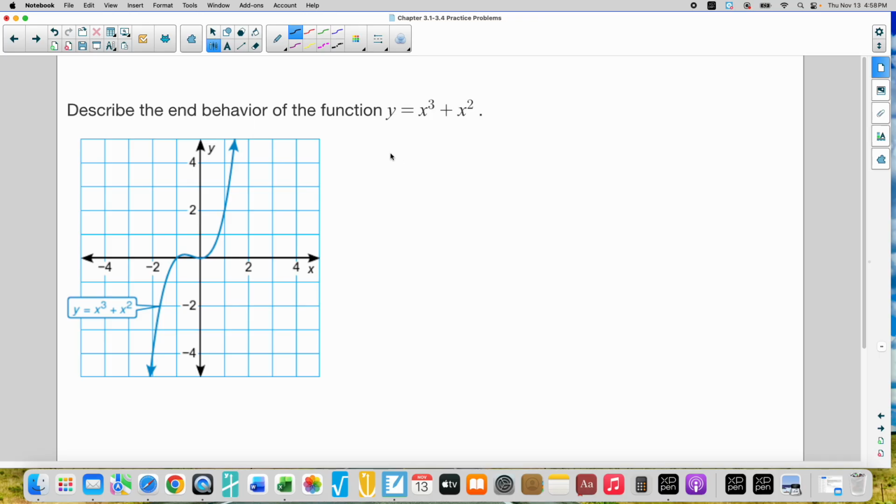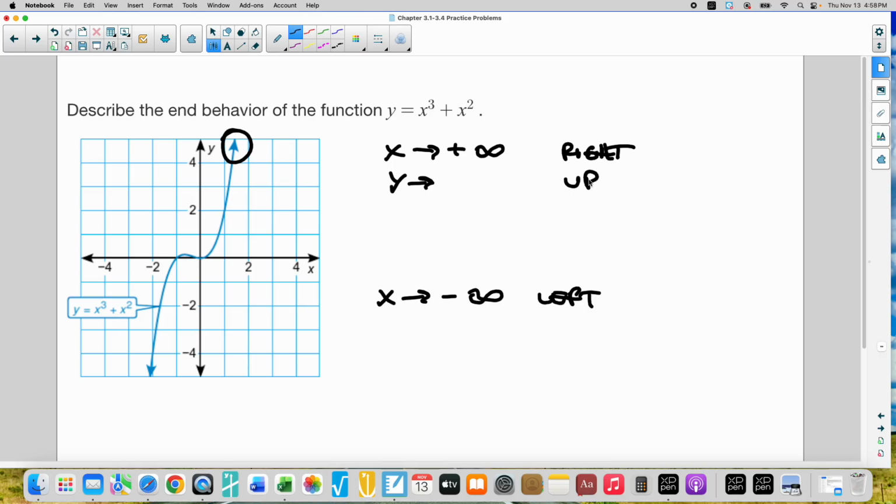Describe the end behavior. In end behaviors, we talk about x going to positive infinity. That's going to the right. And then we talk about x going to negative infinity, and that's to the left. Because on the x-axis, to the right is positive, to the left is negative. And then it wants you to describe the y. What are the y's doing as we go to the right? And y talks about up and down. So as I move to the right, are these points going up or down? You notice they're going up. Up on the y-axis is positive infinity.